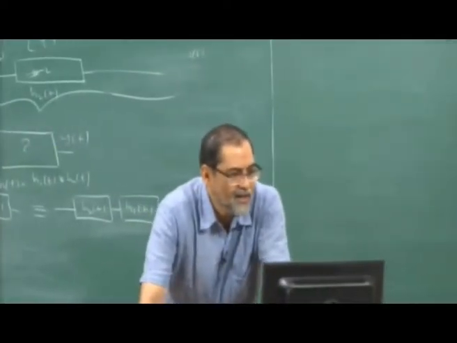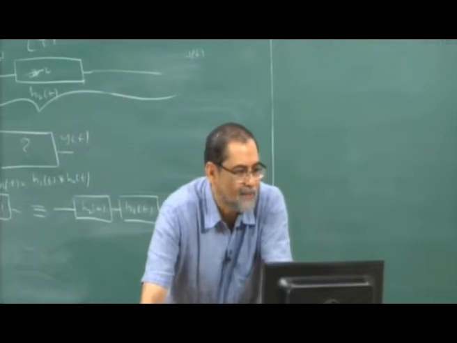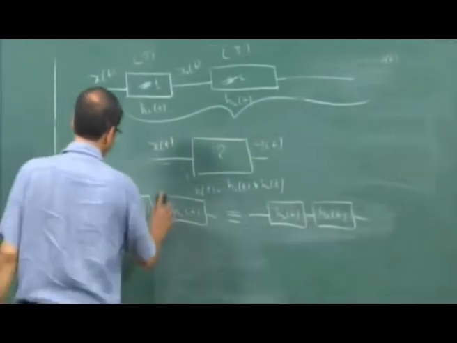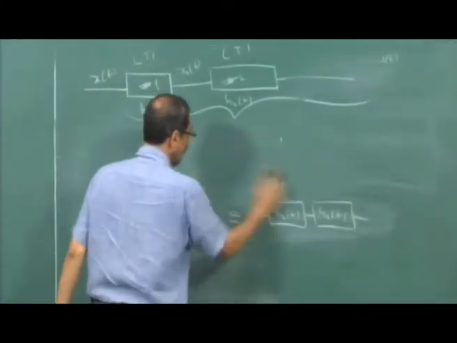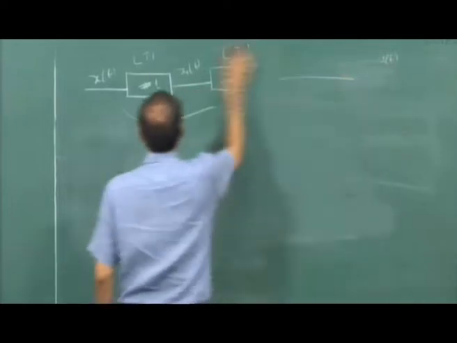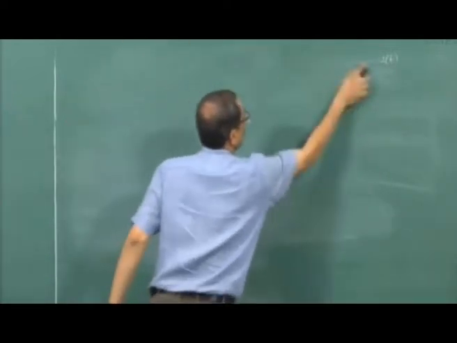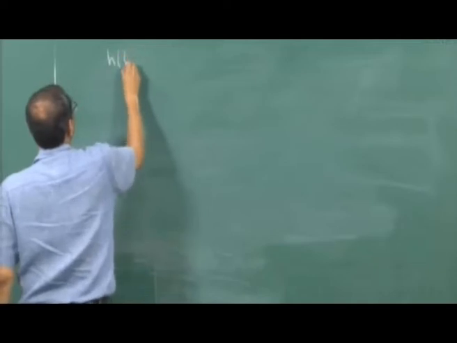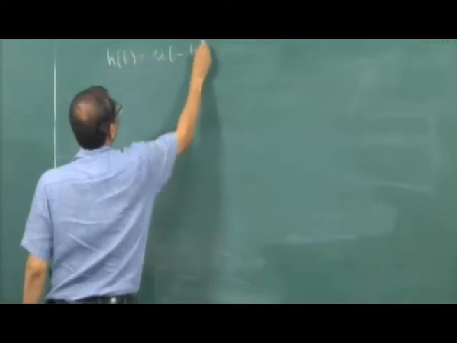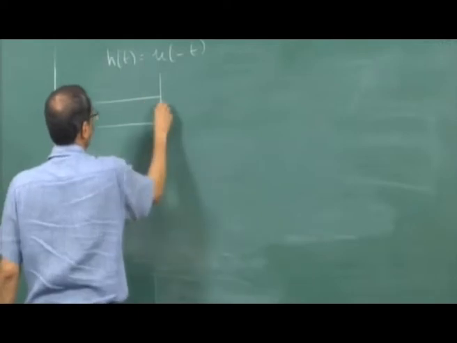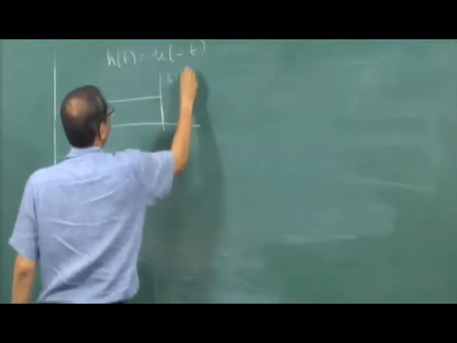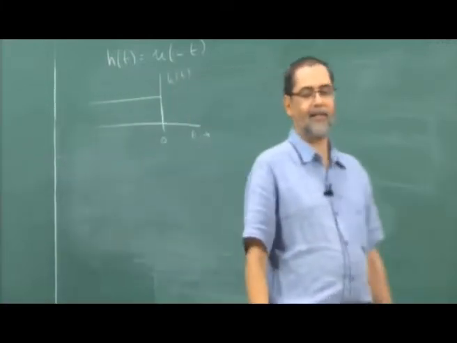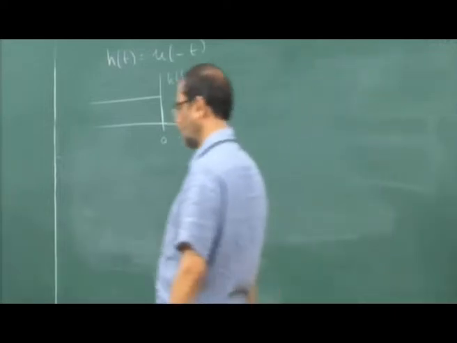Question from MCKV, it says h of t is u of minus t. Is it causal or anti-causal? So I did not define what is anti-causal, so let me not bring in a new word. I'll just say causal or non-causal. But anyway, it's a good question. Given h of t equal to u of minus t, meaning this is u of minus t, it is defined for t equal to 0 and all values of t less than 0, negative values of t.